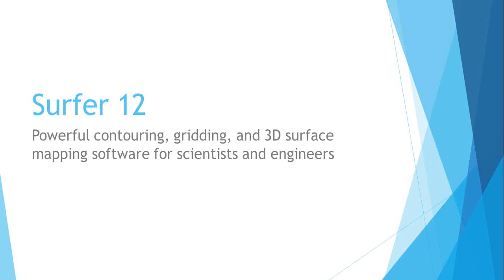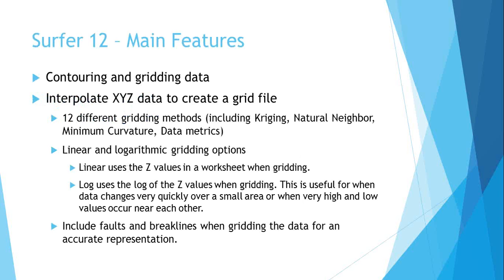The first program we're going to discuss is Surfer. Surfer specializes in contouring and gridding. Surfer will interpret an XYZ data file to generate a grid. There are 12 different interpolation methods to choose from, including kriging, natural neighbor, minimum curvature, and data metrics. The gridding can be done in a linear or logarithmic manner.